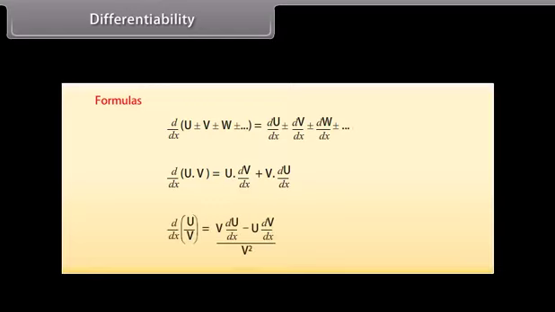d by dx of u by v is equal to v into d by dx of u minus u into d by dx of v, divided by v square.